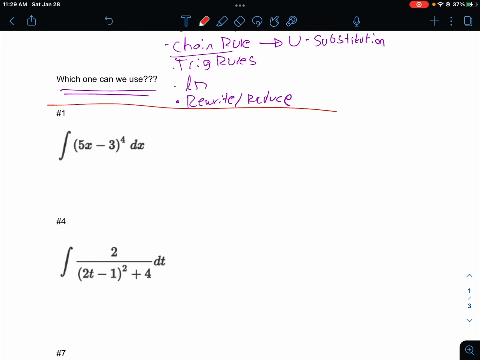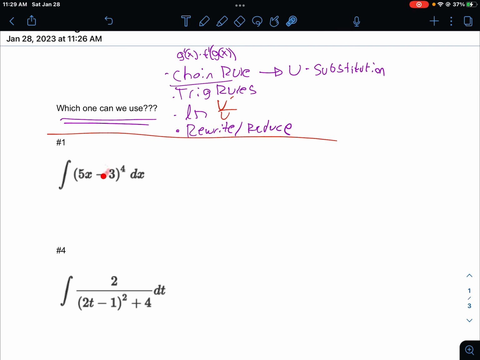All right, first off, when you're looking at this problem, we don't have anything of the form u prime over u. We have a function, 5x minus 3, inside of another function, so that leads me to believe we have chain rule. We have to ask ourselves, do we have the derivative of the inside outside of the function? Because we want it to look of the form g prime of x times f prime of g of x. Right now, we have f prime of g of x here, but we don't have g prime of x. So what's the derivative of 5x minus 3?